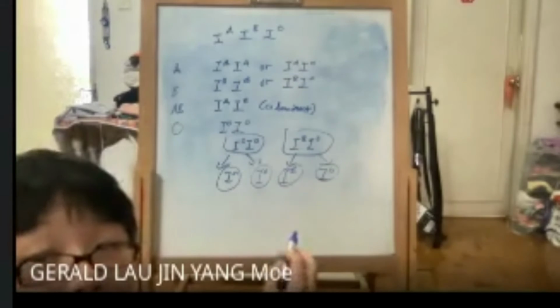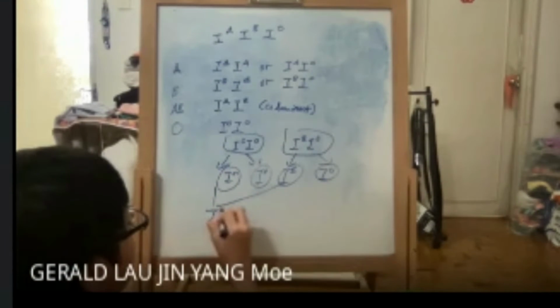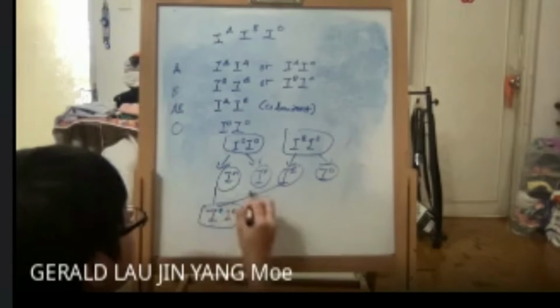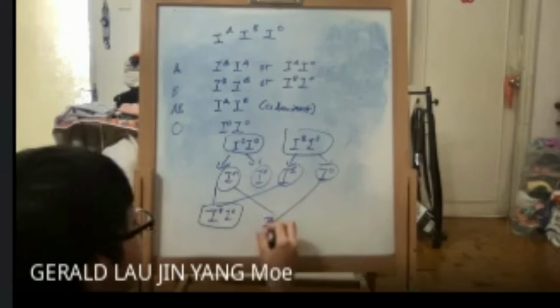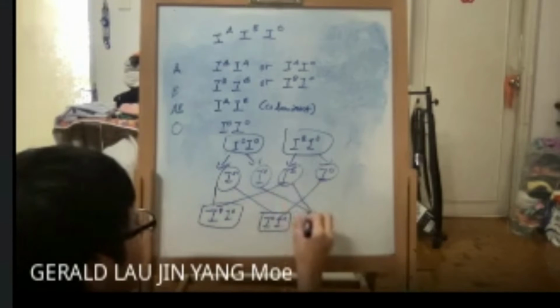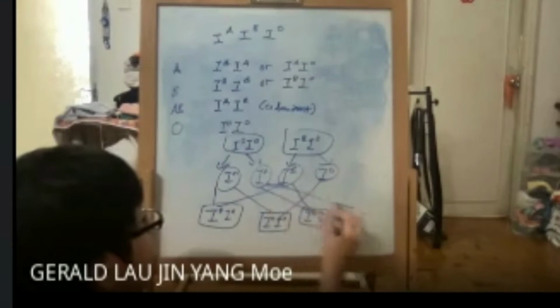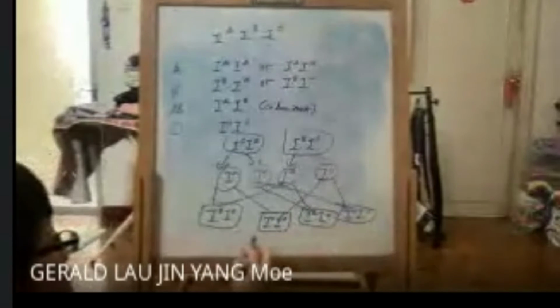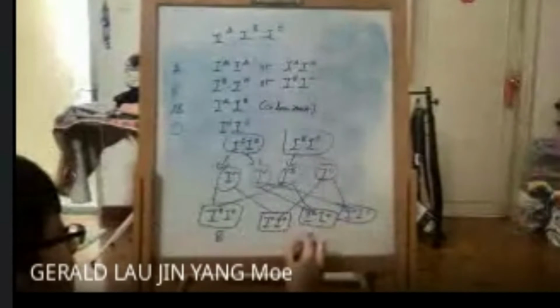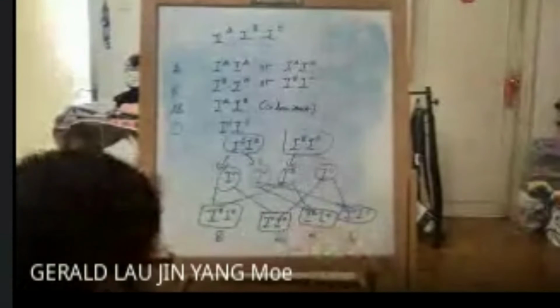Okay. Now, fertilization, IO with IB. So, IB, IO, okay. IO. Okay, IBIO, IO. Okay. So this will be the B blood group. This is A blood group. That's why my sister is B blood group. Me and my brother are O.